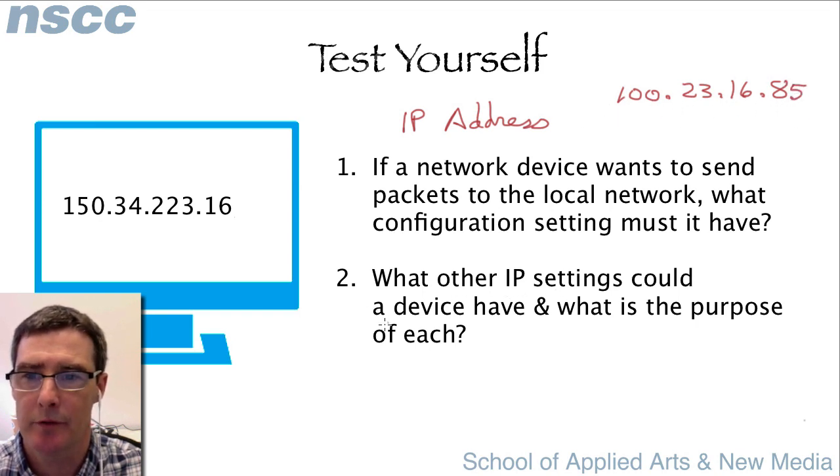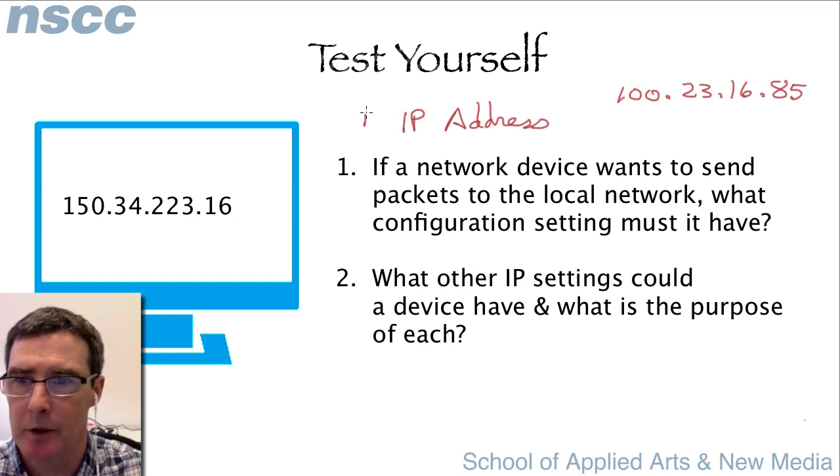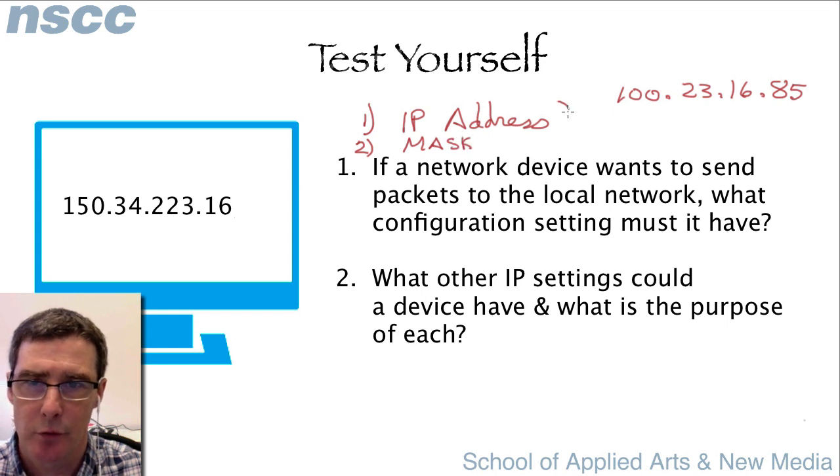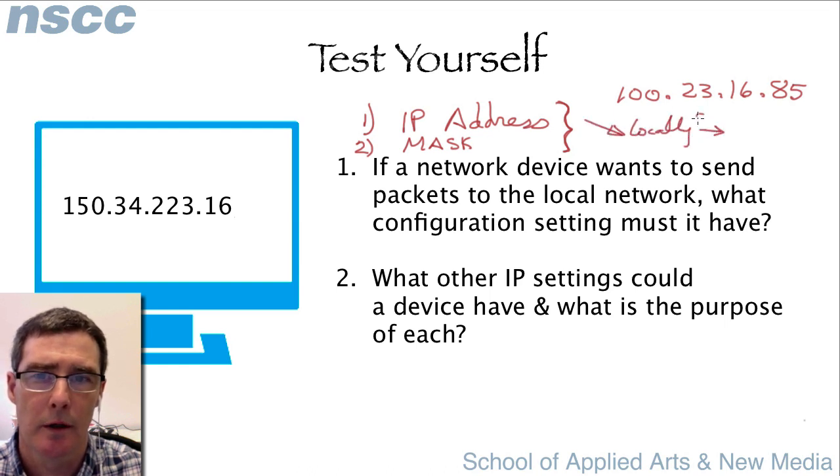What other IP settings could a device have, and what's the purpose of each? Well, besides an IP address, almost every device has what's called a network mask. And the mask works with the address to determine if a packet should be delivered locally or if it needs to go to an external network.